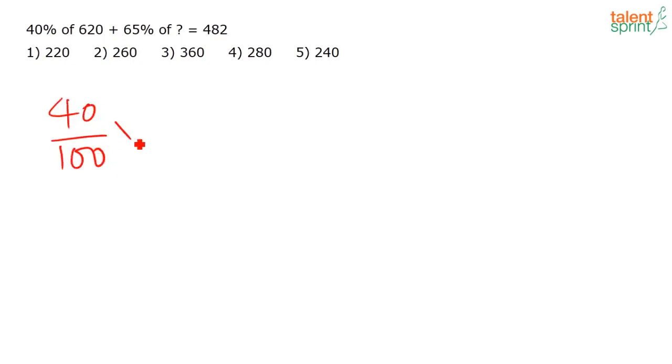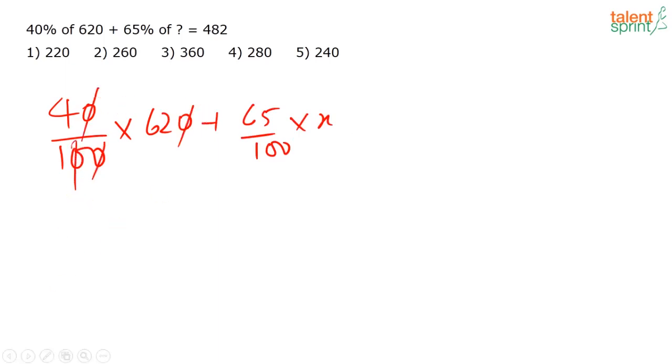40 by 100 into 620 plus 65 by 100 into x. Correct? So this and this gets cancelled. 0, 0 gets cancelled. You can do it this way also. Like 65 by 100, you know, is 13 by 20, right? We know it is 13 by 20. 5 will go in both, so that you can simplify it like that.